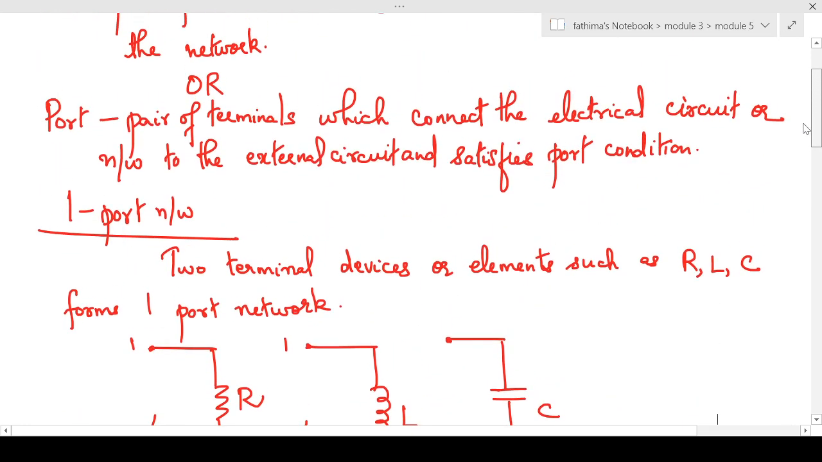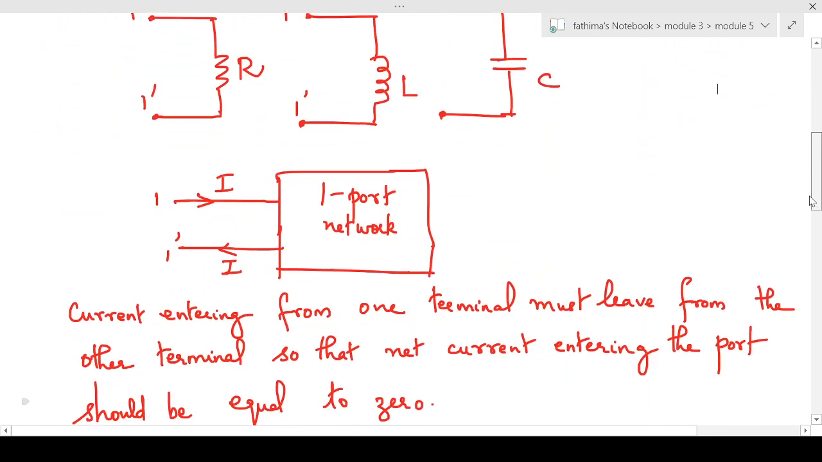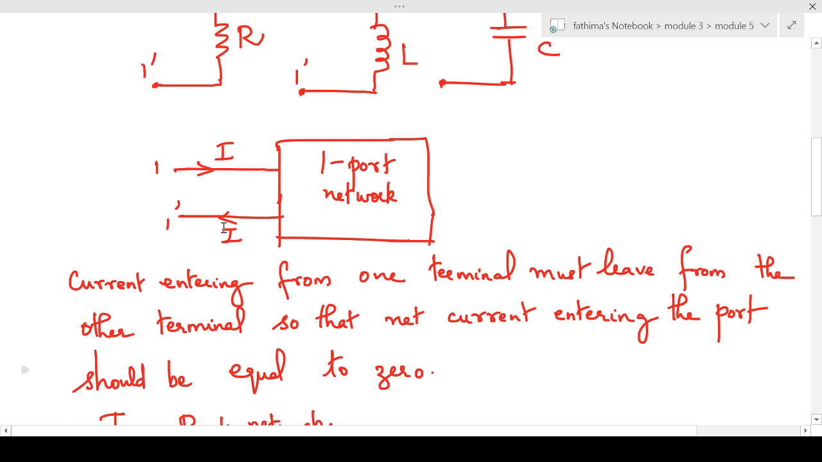And another definition for port is that pair of terminals which connect the electrical circuit or network to the external circuit and satisfies the port condition. And the port condition is that current entering from one terminal must leave from the other terminal, so that the net current entering the port should also be equal to 0. This condition must also be satisfied.